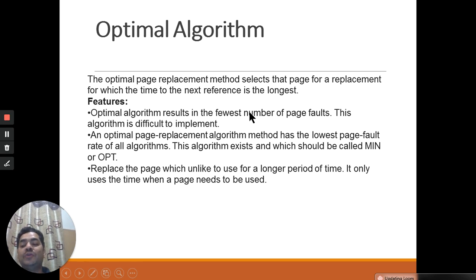Next algorithm is the optimal algorithm. The optimal page replacement algorithm is the best algorithm in terms of page faults. It gives the minimum page faults. In this, we replace the page which is not used in the future for the longest period of time. It means that we look at the whole reference string in the future and replace the page which is not used for the longest period. The pages loaded in the frames, we check them in the future, and the page not used for the longest period is replaced by the demanded page.